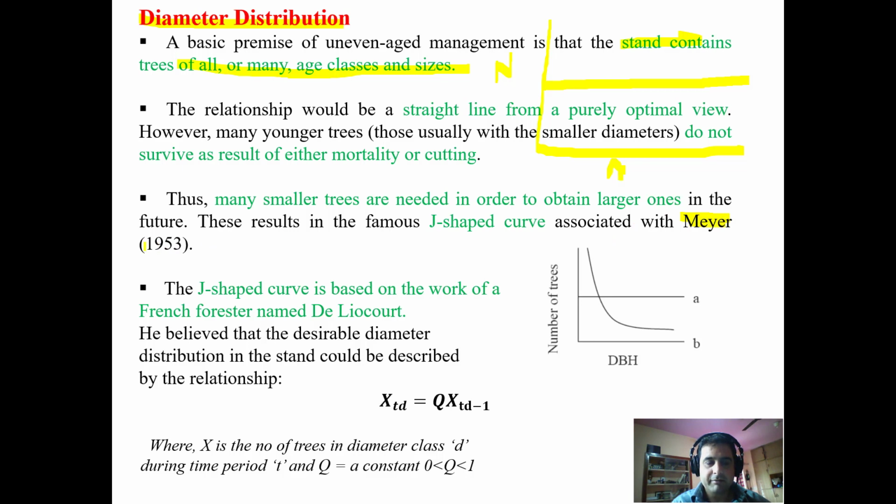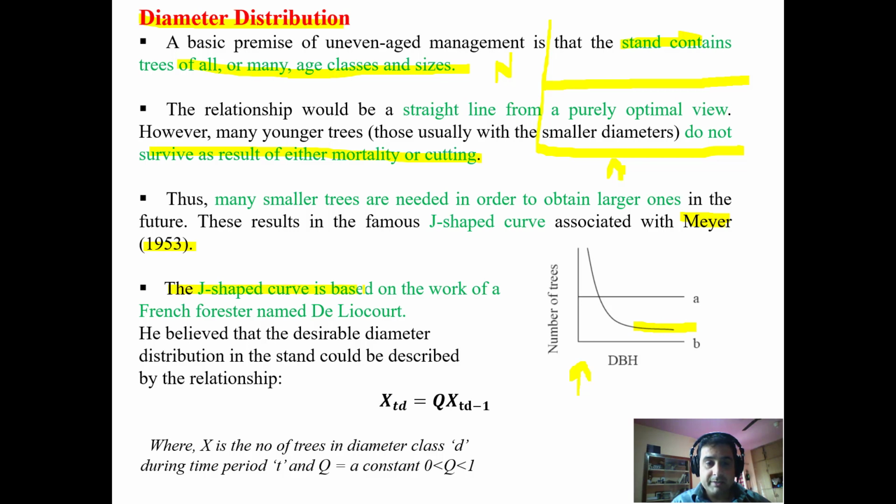given by Meyer in 1953, which can be illustrated as follows: initially, in the lower diameter classes, the number of trees has to be very high, which over a period of time have to either suffer mortality or cutting, or face different kinds of eventualities which may reduce their number. So ultimately the number gets reduced with the increase in diameter.